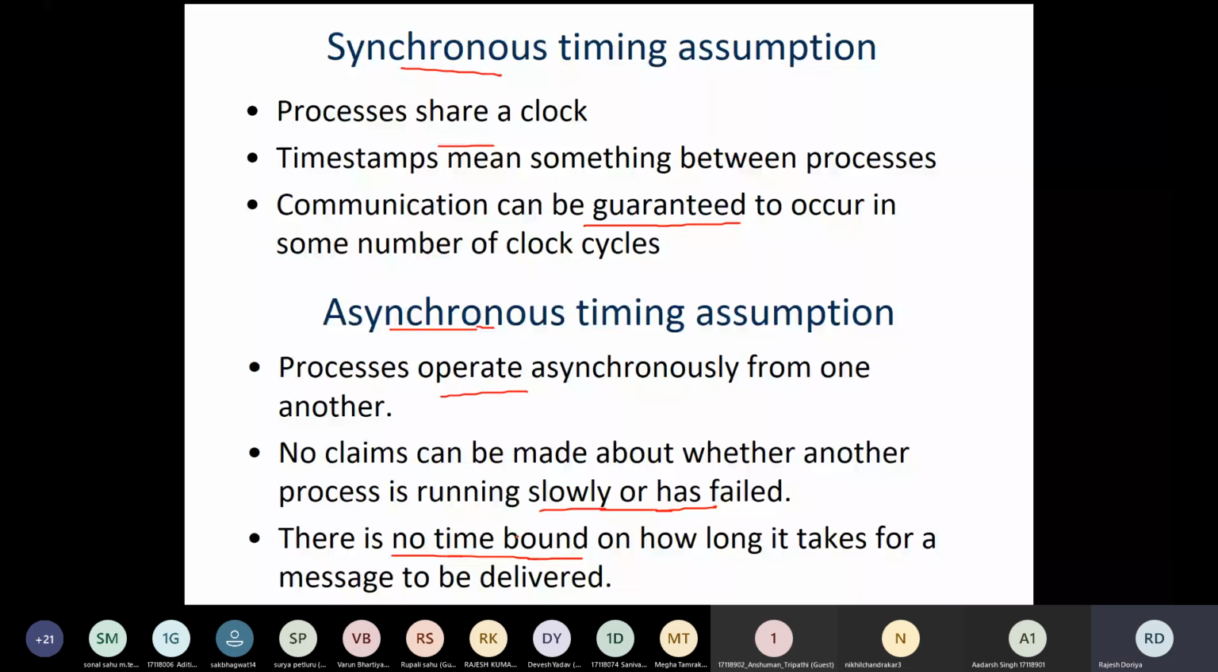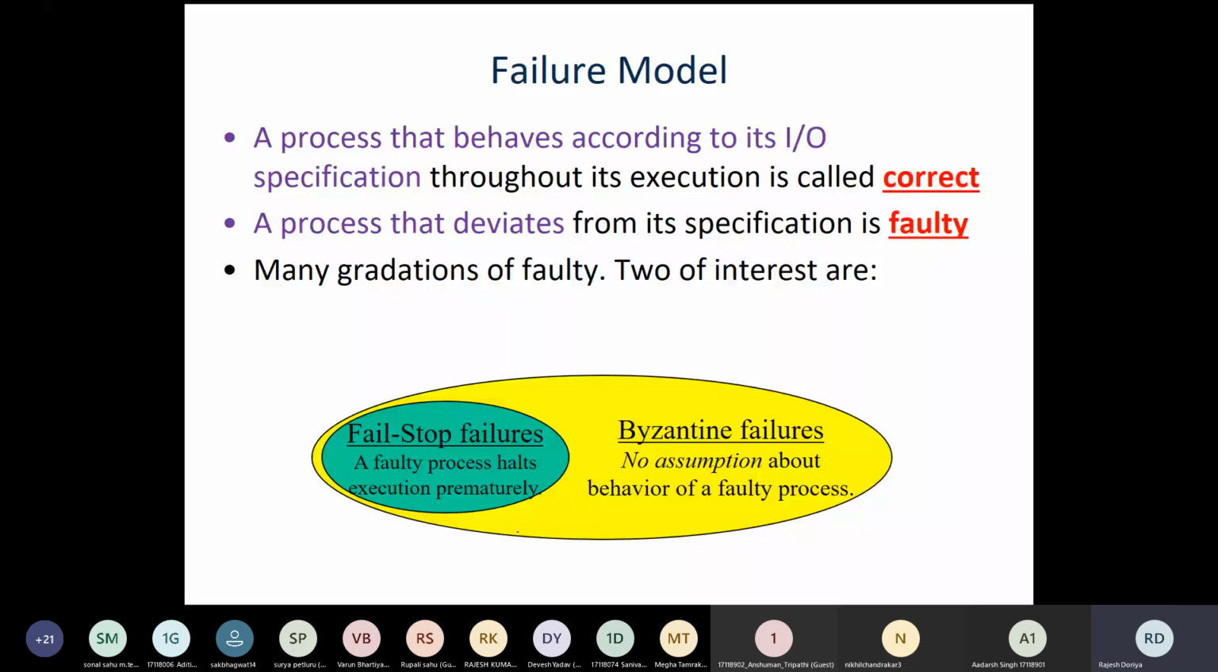Then the failure model. So when can we say that a process has failed or a process is faulty? We can say a process that behaves according to its input output specification throughout its execution can be termed as the correct one. And a process that deviates from its specification, whatever specification we have assigned to it initially, if that process is not performing as per that specification, then we can say that that particular process is a faulty one.